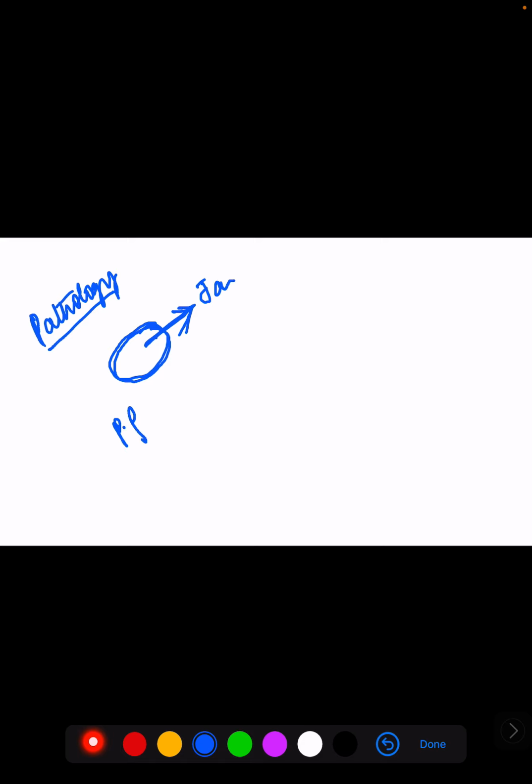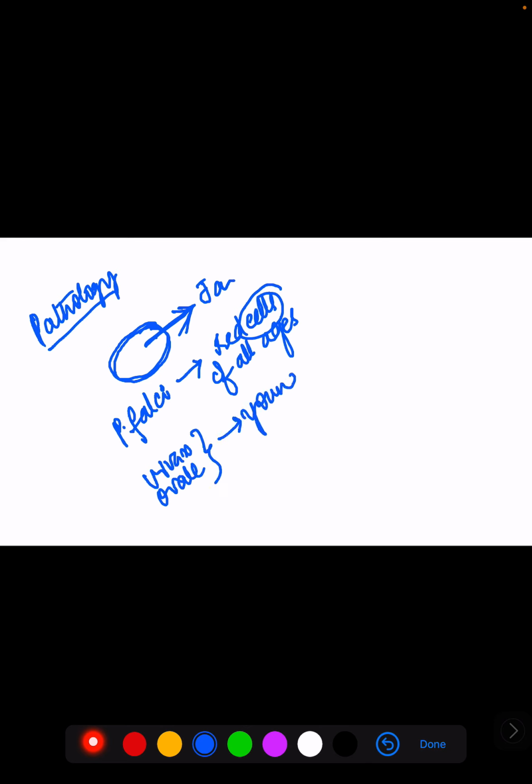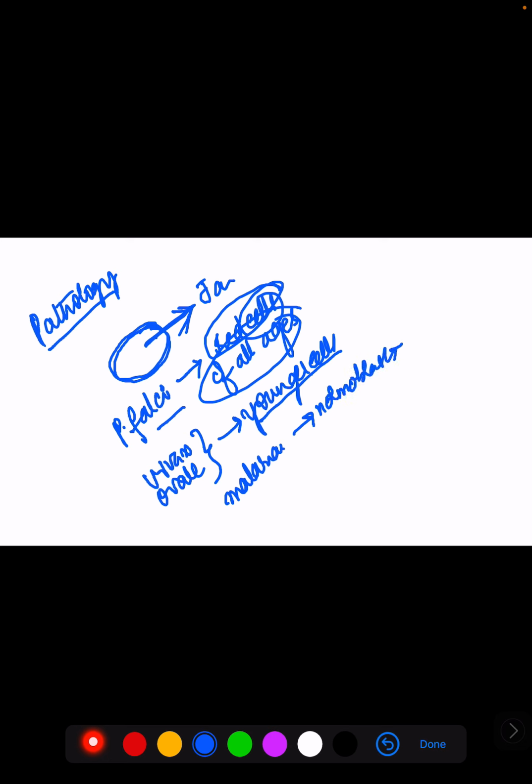Falciparum has a tendency to invade red cells of all ages, but vivax and ovale preferentially involve the younger cells. And P. malariae infects the normoblast.